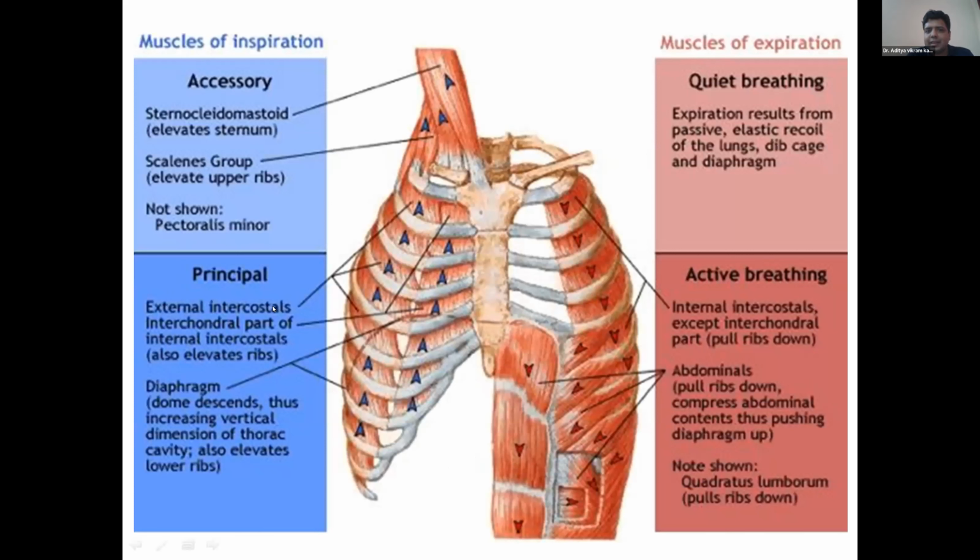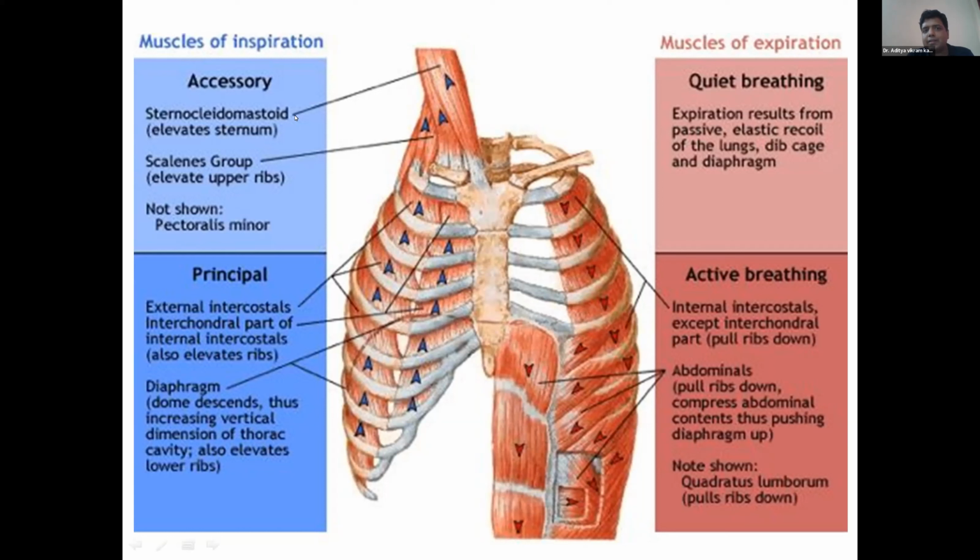So you can see here, the basic principal muscles of respiration are the diaphragm and the external intercostals. Whereas when you go into an exertional situation where you have to actively expire, part of the internal intercostals, the ribs and the other muscles will come into action.